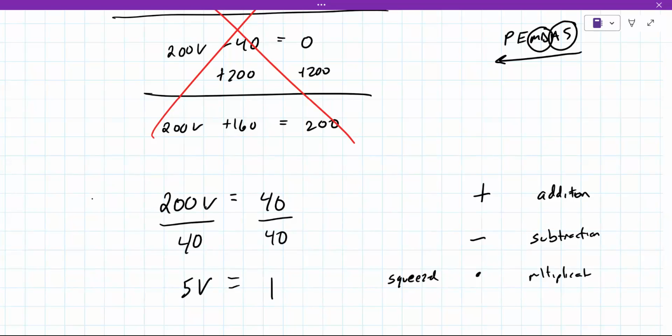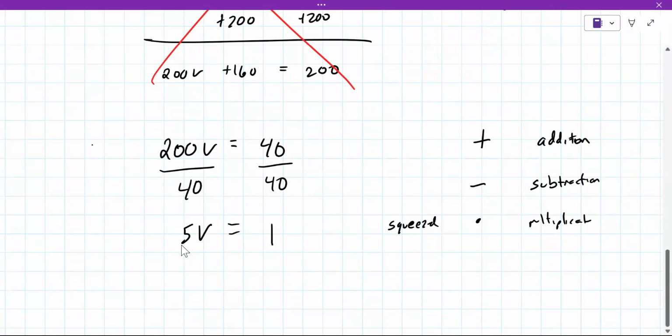Then what am I supposed to do? I mean, we've done these for 2 years. There's multiplication by 5. You look at the side with the variable. 5 is multiplying V.